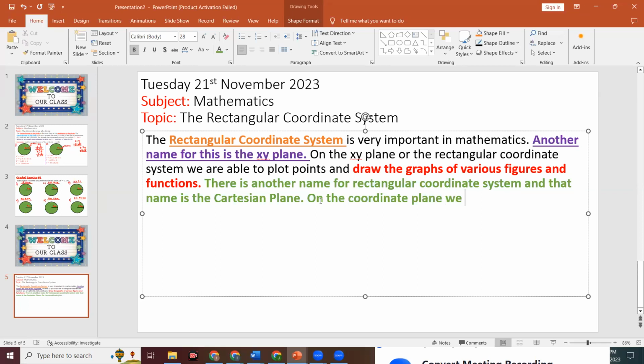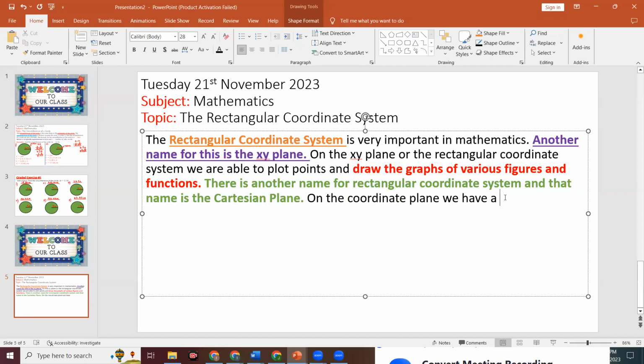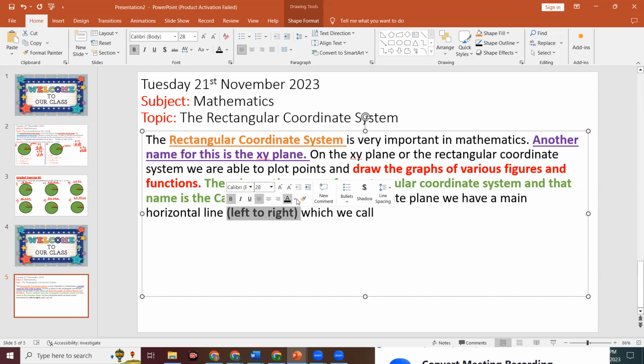On the coordinate plane, we have a main horizontal line. And when we say horizontal line, what do we mean? That's a line that goes up and down or left to right? Horizontal line, left to right. Yeah, horizontal means left to right. Okay. So we have a main horizontal line.